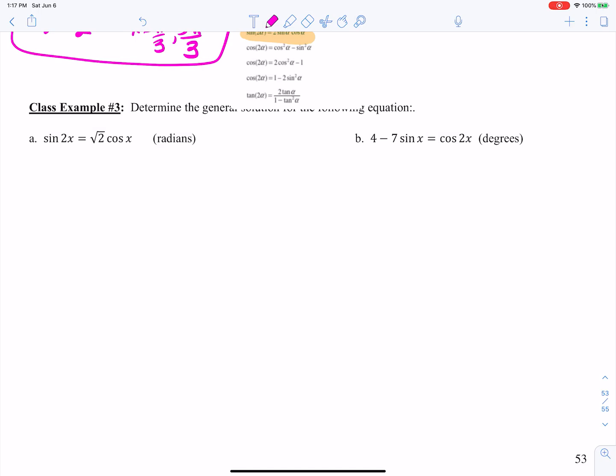All right, determine the general solution for the following equations. I'm going to let you give these two a try, and I'll come back and do them both for you.